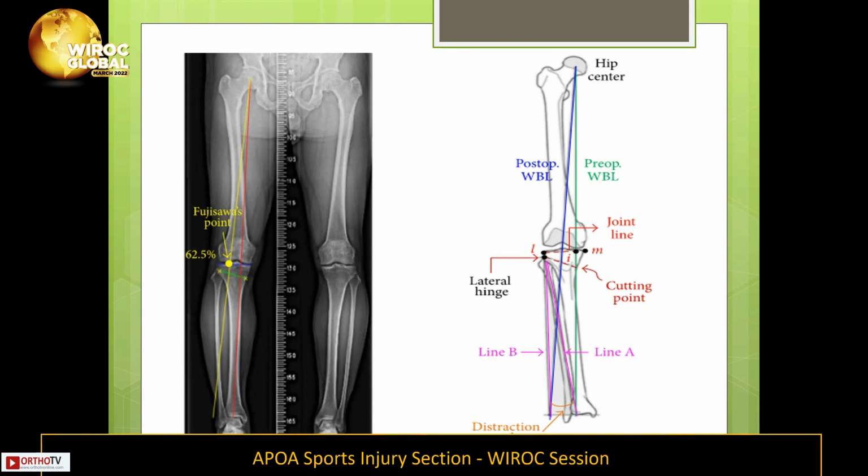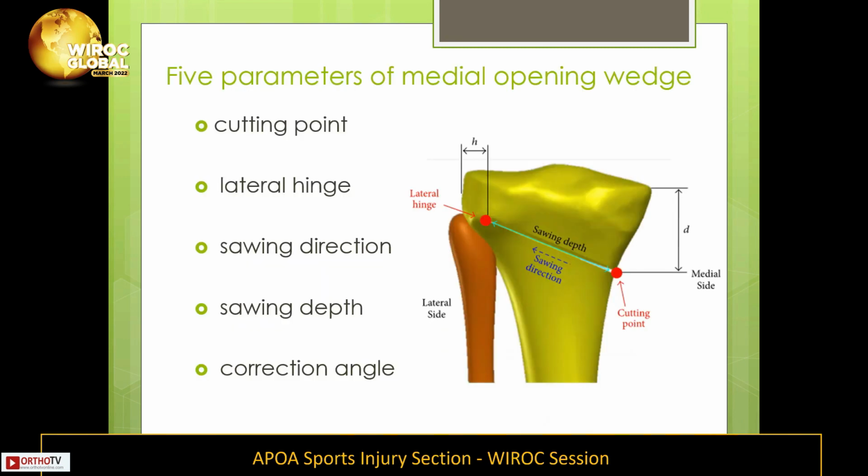So how much angle is required to be corrected? That all depends. When you pass this mechanical axis to the center of the joint, the angle calculated between line A and B is the maximum angle of correction we want to achieve. So what are the 5 parameters that help in medial opening wedge osteotomies? Important are the cutting point, where we will be starting, the amount of lateral hinge to be remained, the direction of the saw, the depth of the saw, as well as the correction angle.